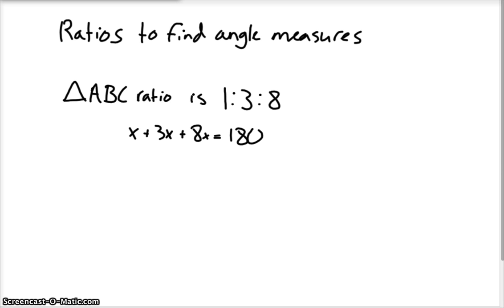So since we know that this is in a ratio, what we do is we set up a different algebraic problem. What we do is we simply attach x to each number. So we have x. X goes with 1x. Then we have 3x. That goes with the 3. And then finally we've got 8x, which goes with the 8.